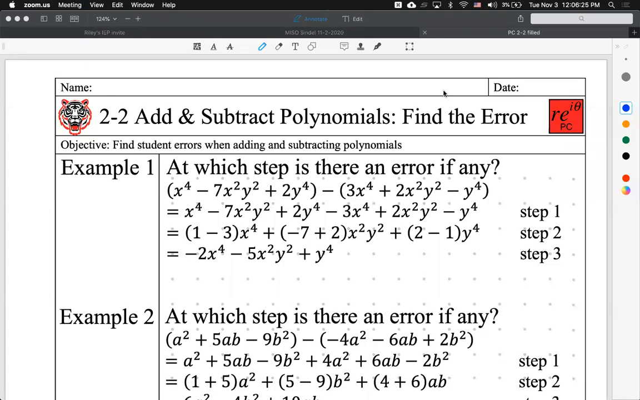All right, we are in Precalculus lesson 2-2, add and subtract polynomials, find the error, our review lesson since I had a sub yesterday.